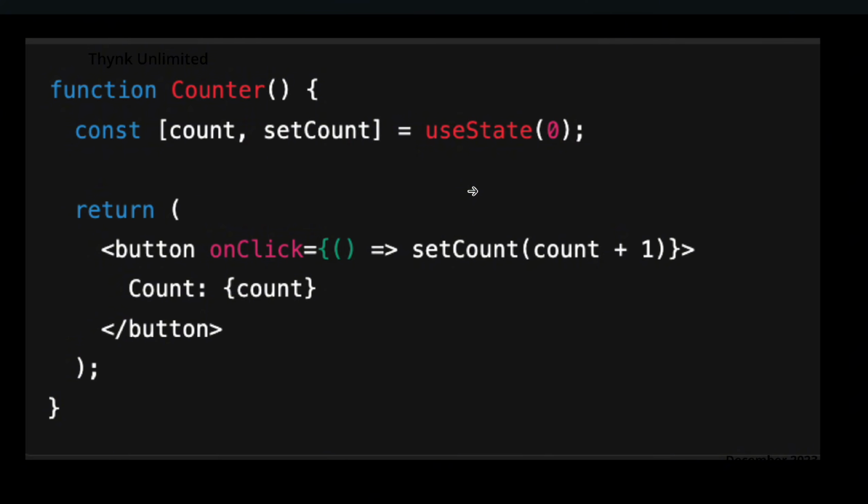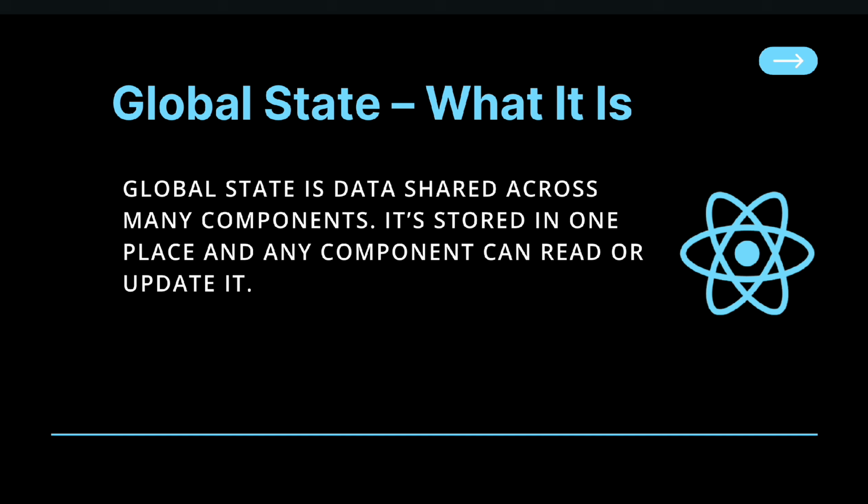So since we said only the counter component has access to the count state, what if other components want to have access to this? This is where prop drilling comes in. We then need to pass this data through as a prop to other components. But remember, prop drilling gets messy as your application gets bigger. So let's move over to global state.